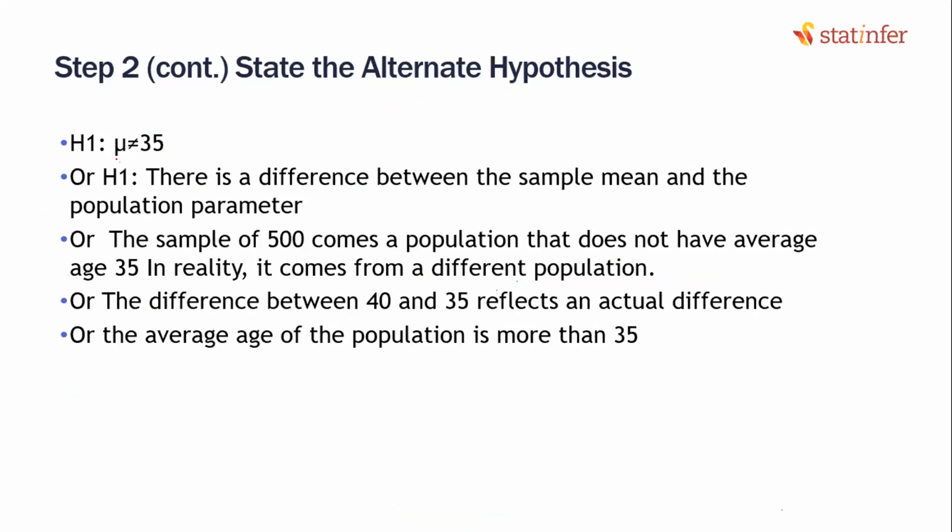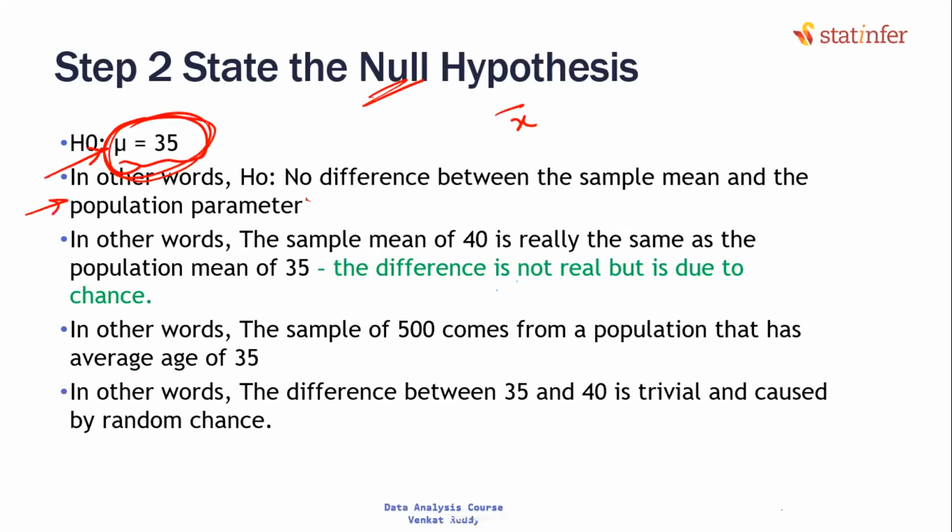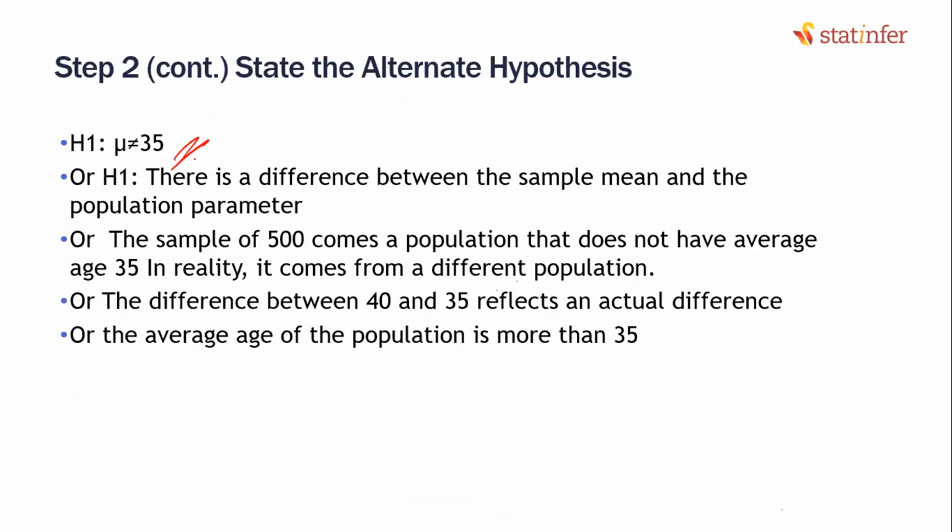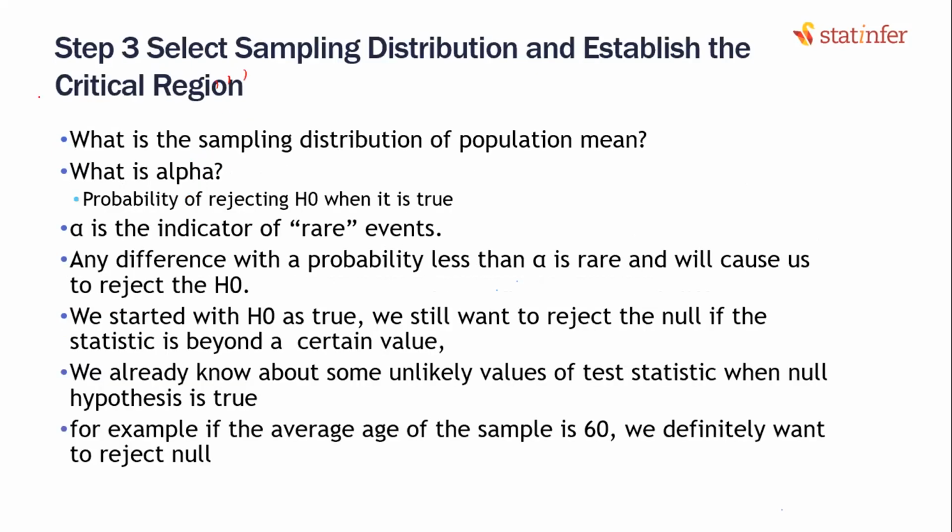What is the alternative hypothesis? Mean is not 35. Mu is not equal to 35. Usually people don't talk about the alternative hypothesis. We have the null hypothesis. Either you accept the null hypothesis, or rejecting means automatically you are accepting the alternative hypothesis. Mean is not 35. Then select the critical region.